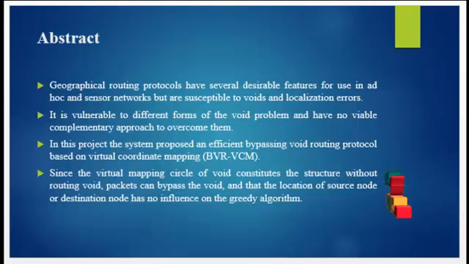Since the virtual mapping circle of the void constitutes a structure without routing void, packets can bypass the void, and the location of the source node or the destination node has no influence on the greedy algorithm. Thus, the performance of the sensor network is increased.